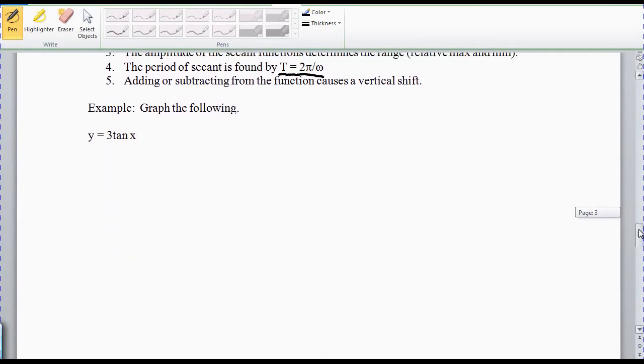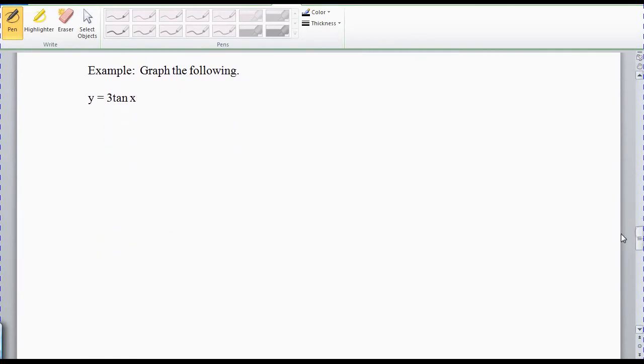So let's just graph y equals 3 tangent x. Now the first thing I want to do is find the amplitude. The amplitude is the absolute value of 3, which is 3. And the amplitude of 3 will cause the y values to be increased or stretched vertically by a factor of 3. Now what else I want to do, I need to find the cycle, or the period I should say.